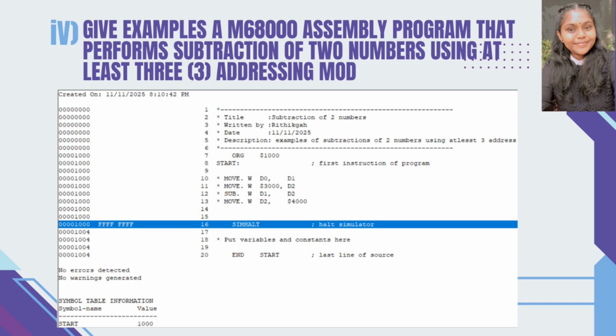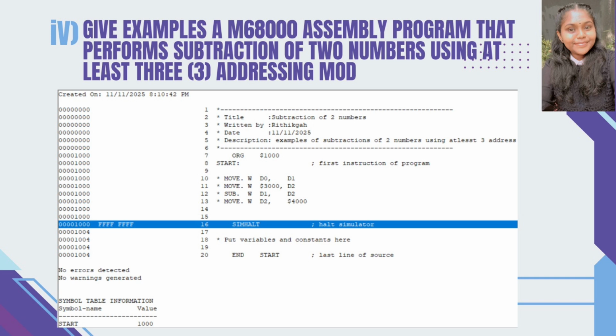Roman 4. Give examples of an M68K assembly program that performs subtraction of two numbers using at least three addressing modes. Now, let's look at the subtraction program. It starts with ORG $1000, which tells the assembler to begin placing the program at memory address 1000 hexadecimal. Then, move.w D0, D1 copies the data from register D0 into register D1. Next, move.w #3000, D2 loads the constant value 3000 hexadecimal into register D2.